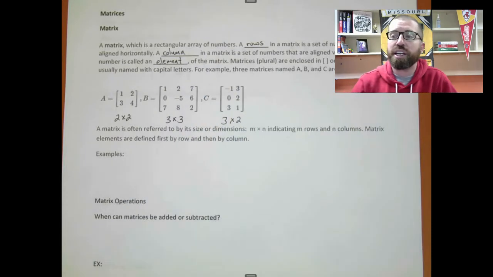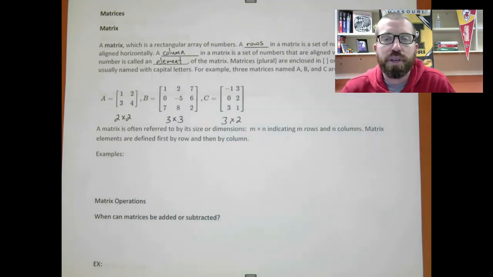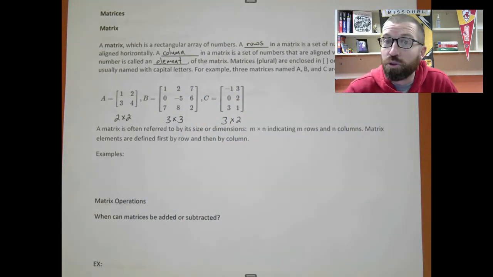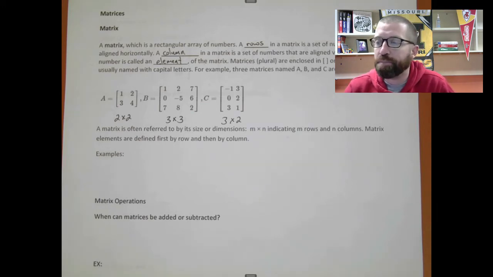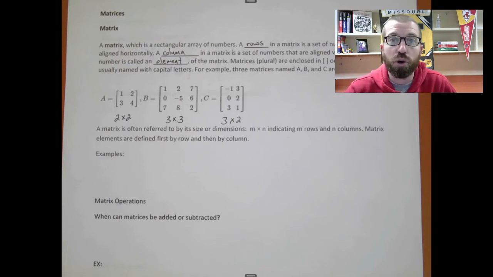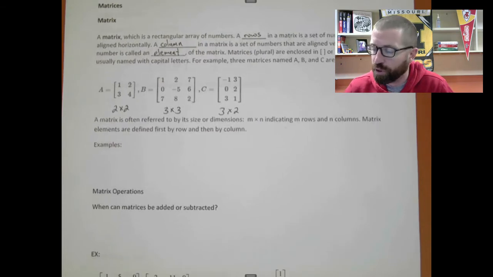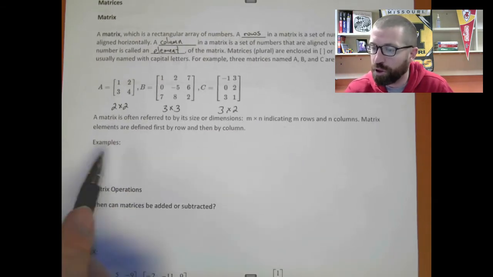It's very easy to get the rows and columns confused on a matrix. So take a minute to think about it. Just make sure you're not getting those flipped around, and be sure you always put the rows first and then the columns when talking about dimensions. There's a couple examples up here.